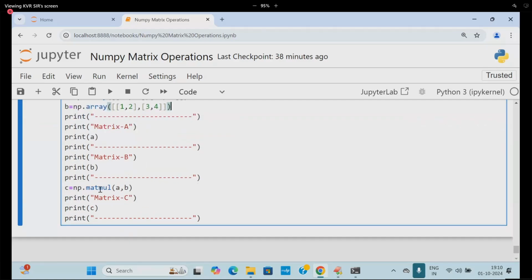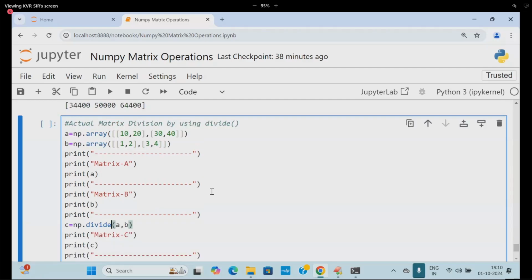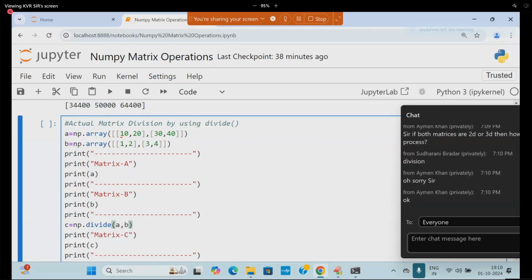Take matrix A and matrix B. What am I doing? Divide. What is that dividing? Element wise division. 10 by 1, 20 by 2, 30 by 3, 40 by 4. 10 by 1 is called what? 10.0. And 20 by 2 is 10.0. 30 by 3 is 10.0. And 40 by 4 is 10.0. You will get 10 point something each time. That is called floating point. You know the difference between slash and double slash.